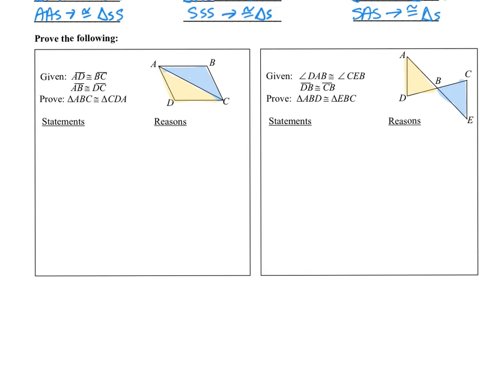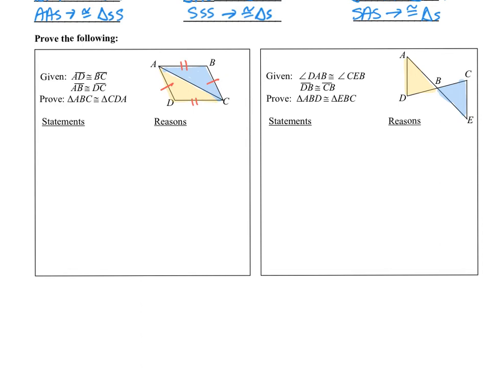Let's finish off with a couple of proofs using these postulates and theorems that we learned today. So in our first proof, we have a couple of pairs of sides congruent, and we're going to prove that this blue triangle, ABC, is congruent to the yellow triangle CDA. So let's go ahead and mark what we're given. We're given that side AD is congruent to side BC, and that side AB is congruent to side DC.